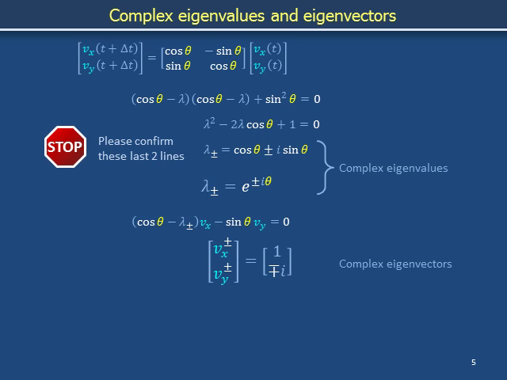Using these two vectors as a basis, we can express some generic vector w as a linear combination of the vector with the minus i component and the vector with the plus i component. A hallmark of a rotation matrix is the presence of complex eigenvalues and complex eigenvector components.